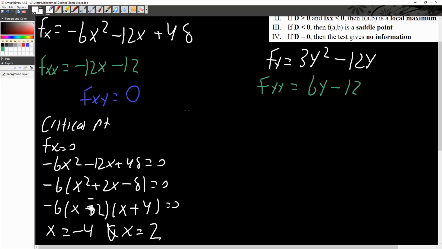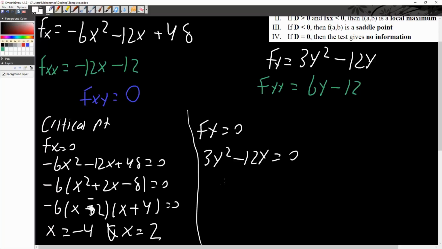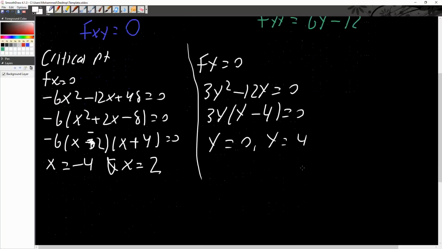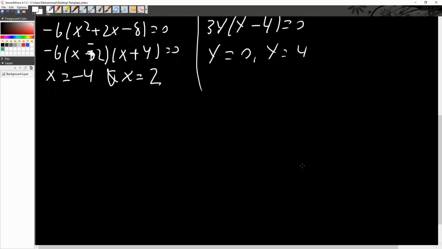Now we do the same thing for y. We need to get the critical point. So we can say fy is equal to 0. We say 3y squared minus 12y is equal to 0. We factor out 3y. So we can say 3y parentheses y minus 4 is equal to 0. So our critical points would be y is equal to 0 and y is equal to 4. So now we're pretty close to solving. So we will construct a table of critical points.